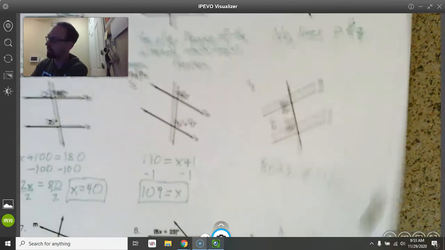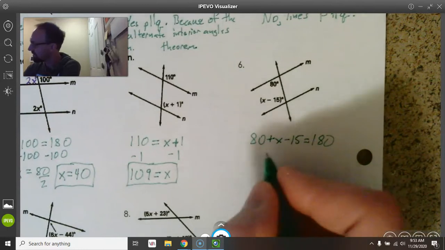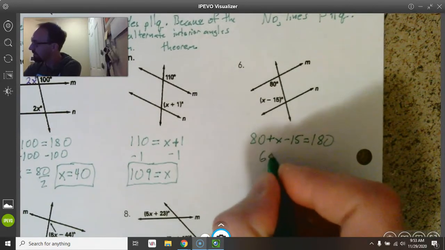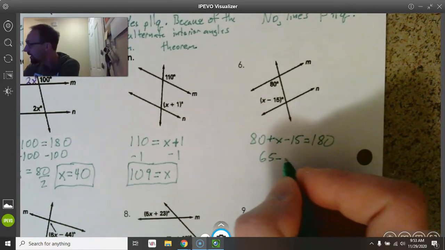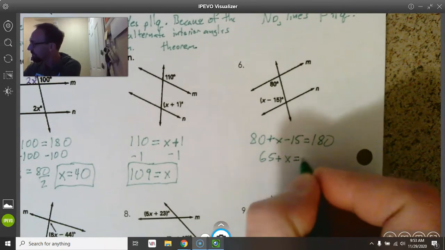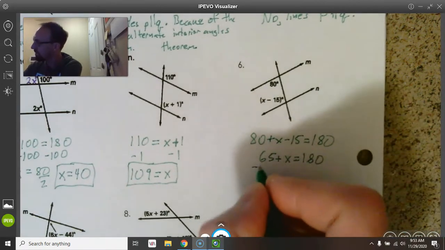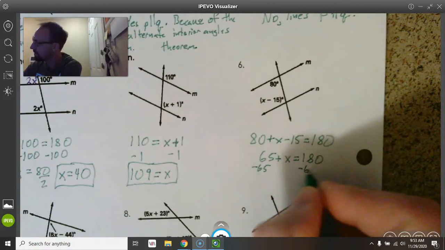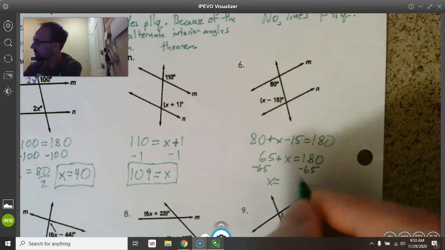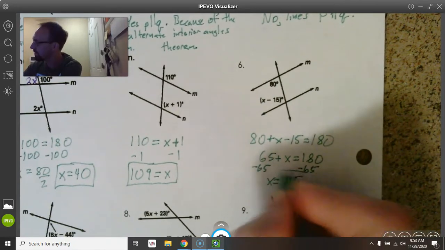So first thing I want to do is simplify on this side, 80 minus 15. So that's going to give me 65. Plus x is equal to 180 minus 65 on both sides. And I get x equals 115.